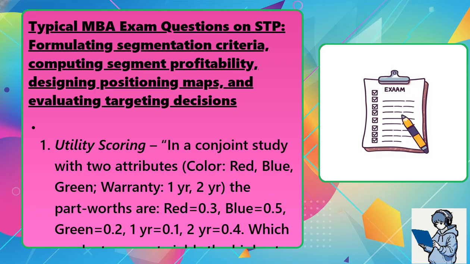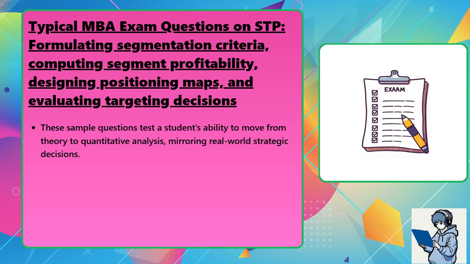5. Utility scoring. In a conjoint study with 2 attributes, color: red, blue, green, and warranty: 1 year, 2 year, the part worths are red 0.3, blue 0.5, green 0.2, 1 year 0.1, 2 year 0.4. Which product concept yields the highest utility? Answer: blue plus 2 year equals 0.9. These sample questions test a student's ability to move from theory to quantitative analysis, mirroring real-world strategic decisions.